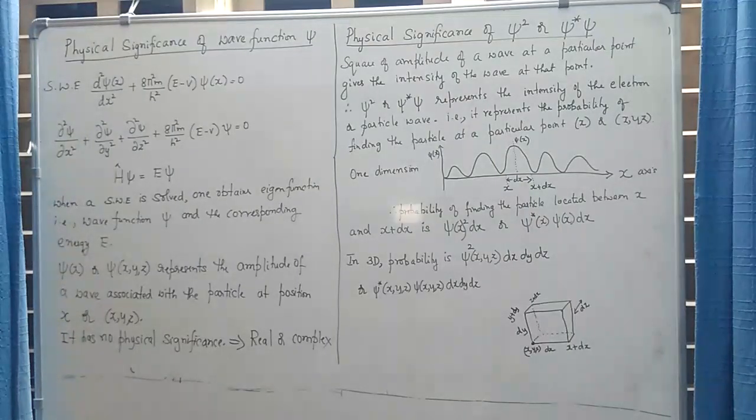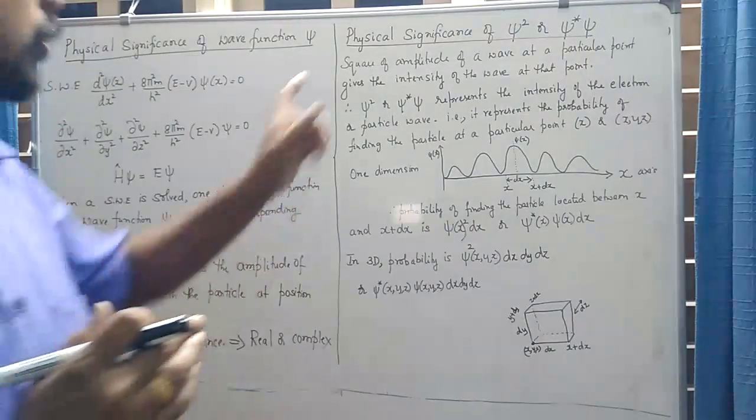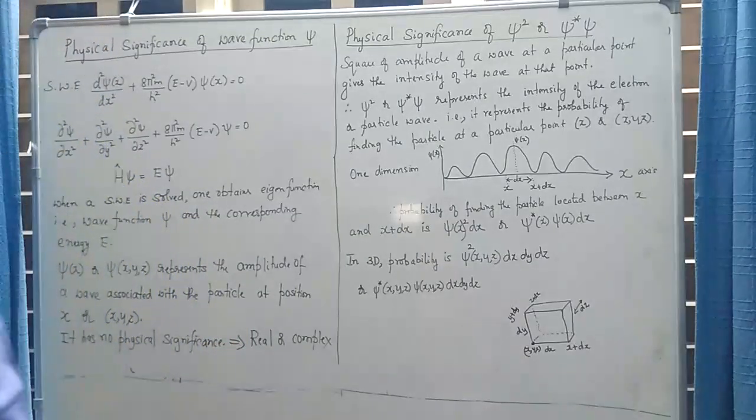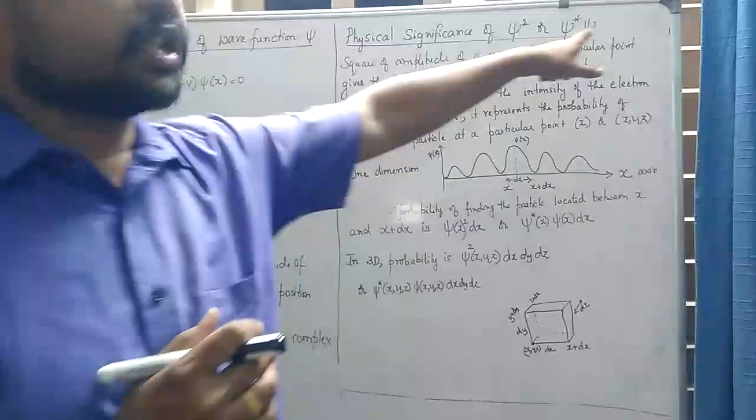So when a Schrodinger wave equation is solved, the resulting wave function, that is the eigen function, may be a real function or a complex function, and these functions represent the amplitude of the wave associated with the particle. This psi of x, or the amplitude, has no physical significance. It does not tell us anything about the system, but what is very important is the square of that wave function, the square of the amplitude. So let us now try to understand the physical significance of the square of the wave function, psi square or psi star into psi.